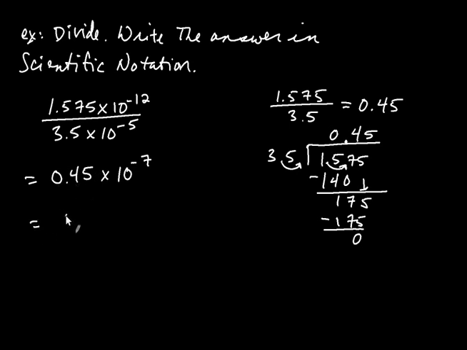Well, no, because again, this is not a number between 1 and 10. So I write 4.5, and it's going to be times 10 to the what? Well, this decimal has to move once to get back to 0.45. That is once to the left, though, right? So this decimal has to move to the left. So it's 10 to the negative first, and then you still have the times 10 to the negative 7th there. So finally, our final answer is 4.5 times 10 to the negative 8th.